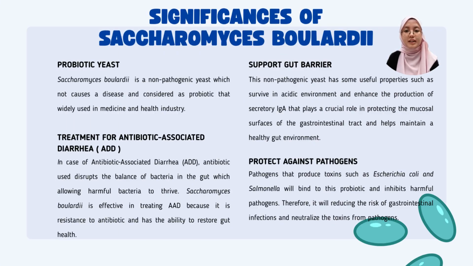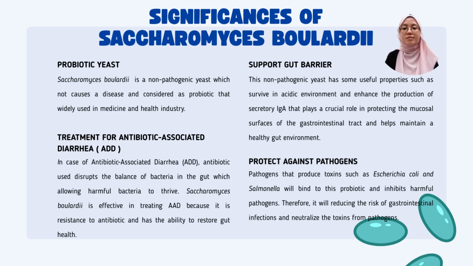The first one is a probiotic yeast. Saccharomyces boulardii is a non-pathogenic yeast which does not cause disease and is considered a probiotic that is widely used in the medicine and health industry. The second one is support for the gut barrier. This non-pathogenic yeast has useful properties such as surviving in an acidic environment and enhancing the production of secretory IgA that plays a crucial role in protecting the mucosal surface of the gastrointestinal tract and helps maintain a healthy gut environment.